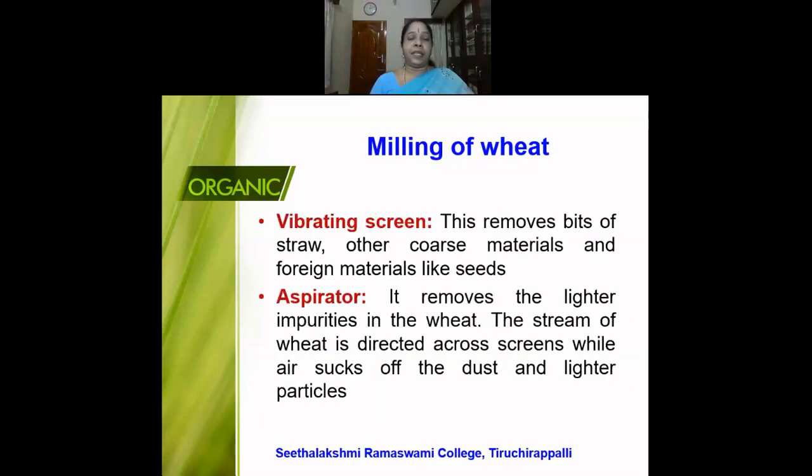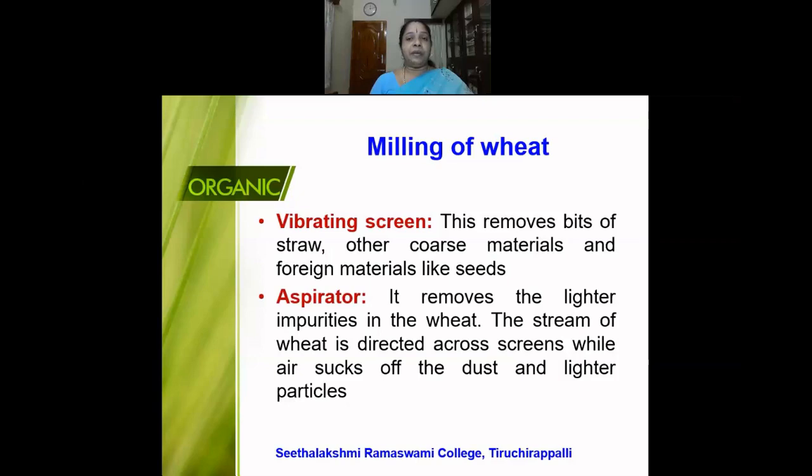Vibrating screens. In the milling process, the wheat first passes through the vibrating screens. The vibrating screens remove bits of straw or coarse materials present along with the wheat, and also other seeds and foreign material. It may be contaminated with other cereals like barley, rye or bajra, so these other grains are removed. Straw is nothing but the dried wheat plant.